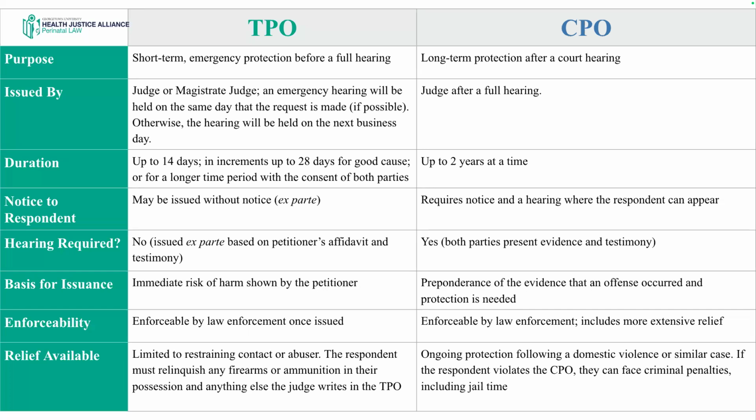To recap, a TPO is fast and temporary, offering emergency protection. A CPO lasts longer and follows a full court process. Both exist to help protect survivors from harm. If your patient shares that they are a survivor of IPV or DV, or that they want a protection order, please refer them to P-Law. Feel free to pause the video or review the chart to learn more.